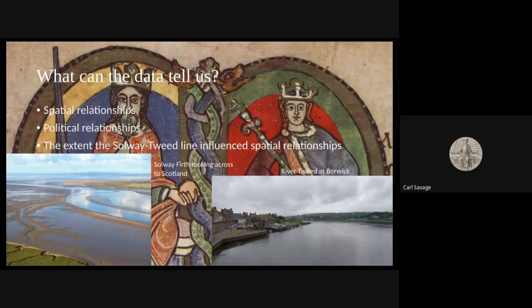So what can the numismatic data actually tell us? Well, it can tell us more about the spatial relationships between the coins of David, Earl Henry, and the non-Scottish coins. The spatial relationships can also be used to investigate political relationships in relation with the Solway-Tweed line of the Anglo-Scottish border, and to what extent this line influenced the distribution of these coins.